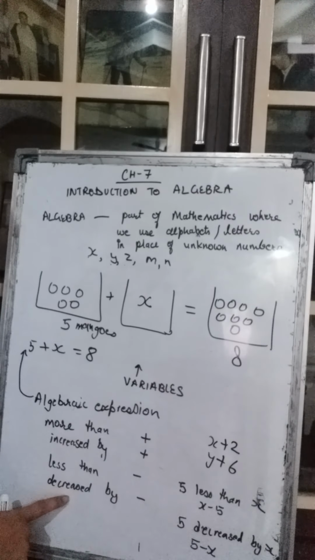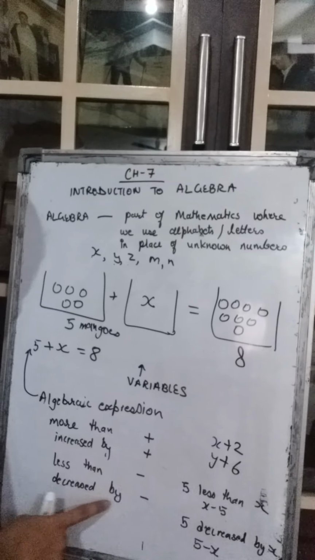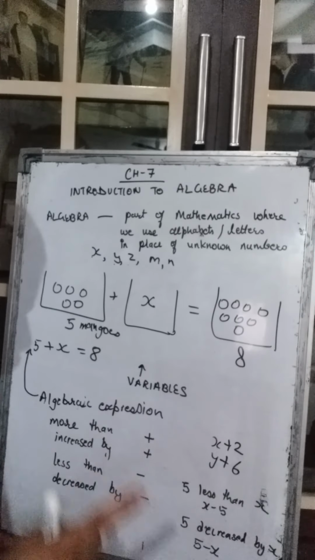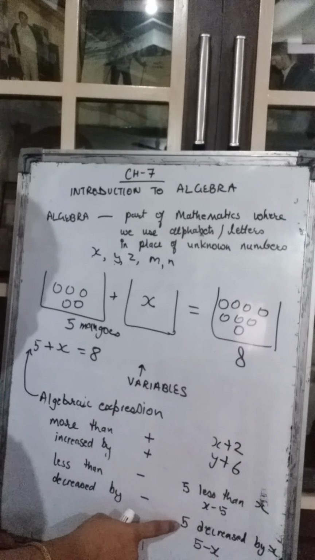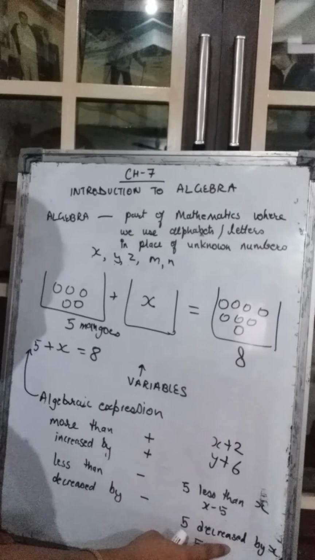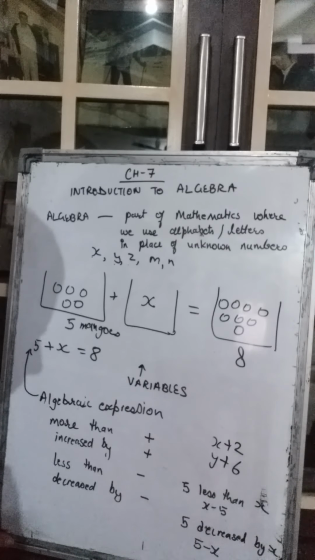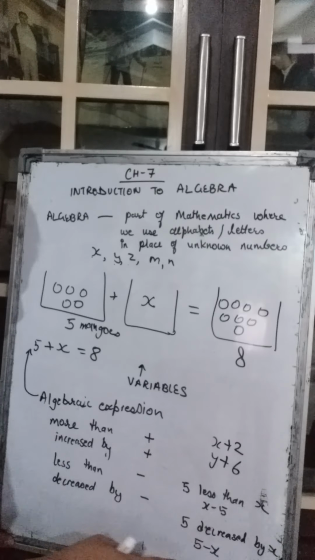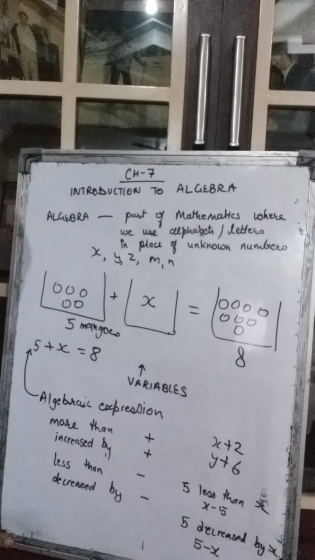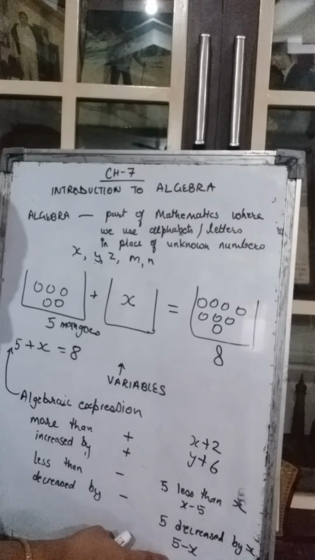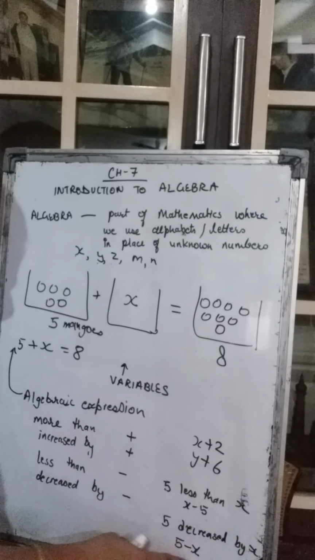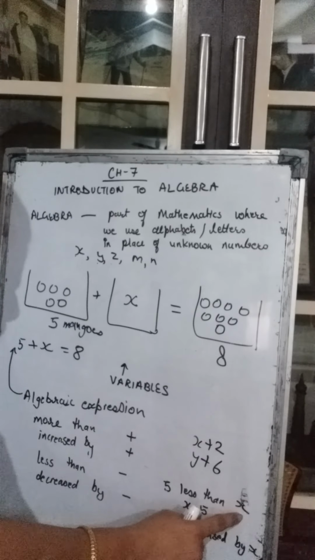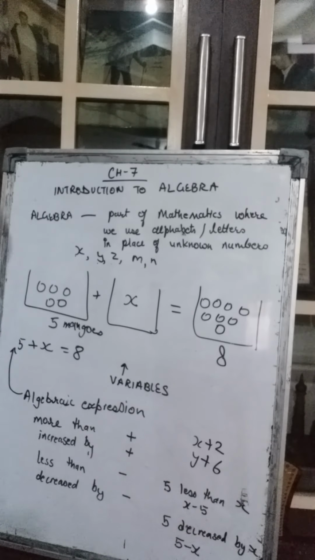Then we have the words decreased by. Wherever the words decreased by come, there also we have to use a minus sign. But how to use that? Just understand. If it says 5 decreased by x, that means 5 is getting decreased by x. So here 5 minus x will come. Here x minus 5 will not come. Here 5 minus x will come. Wherever the word than is there, just remember that what is after than will come first.